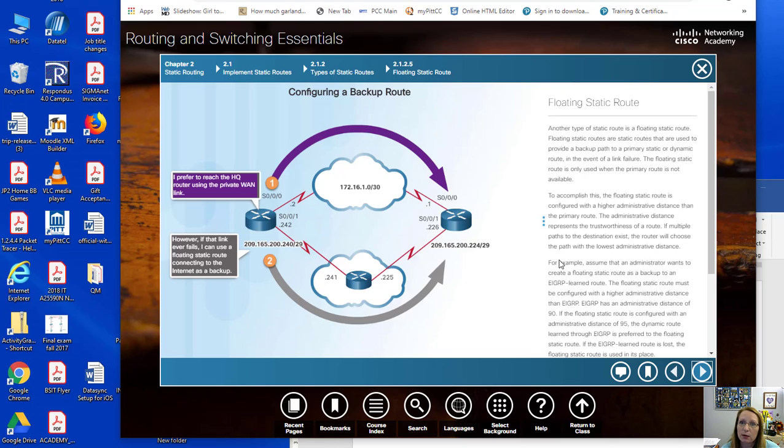So I hope that helps you a little bit on this chapter with your static routes.